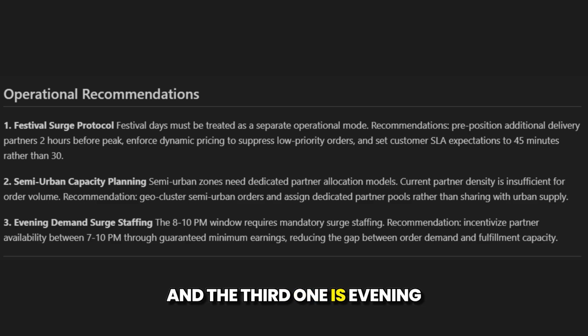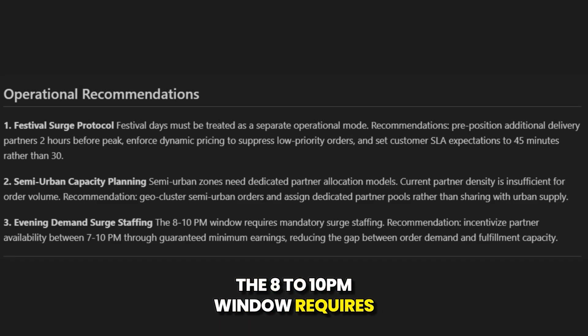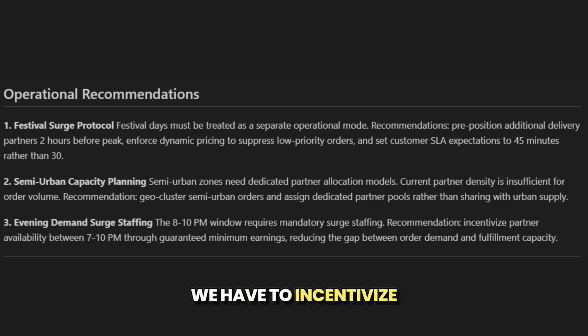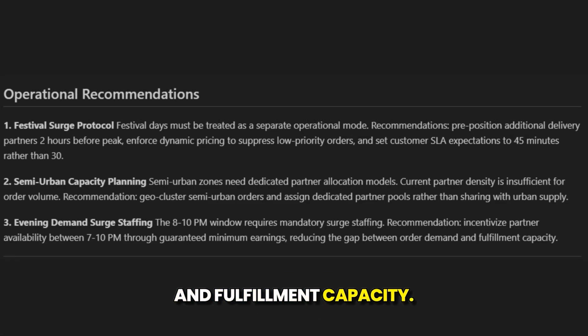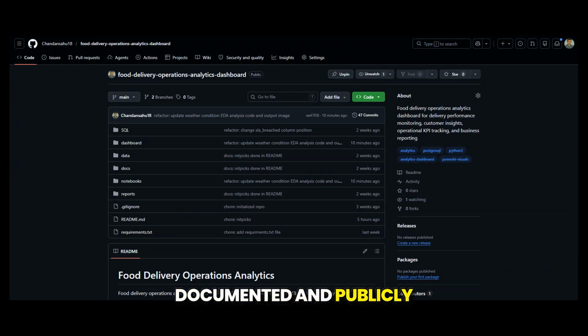And the third one is evening demand surge staffing. The 8 to 10 p.m. window requires mandatory surge staffing. We have to incentivize partners' availability between 7 to 10 p.m. through guaranteed minimum earnings, reducing the gap between order demand and fulfillment capacity. This project is documented and publicly available on GitHub.